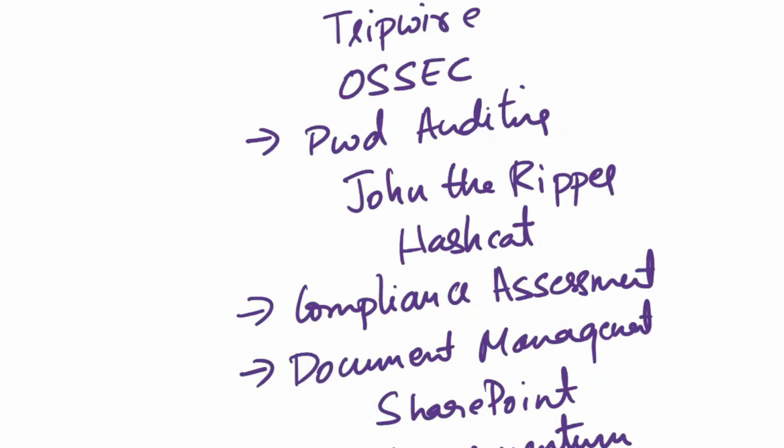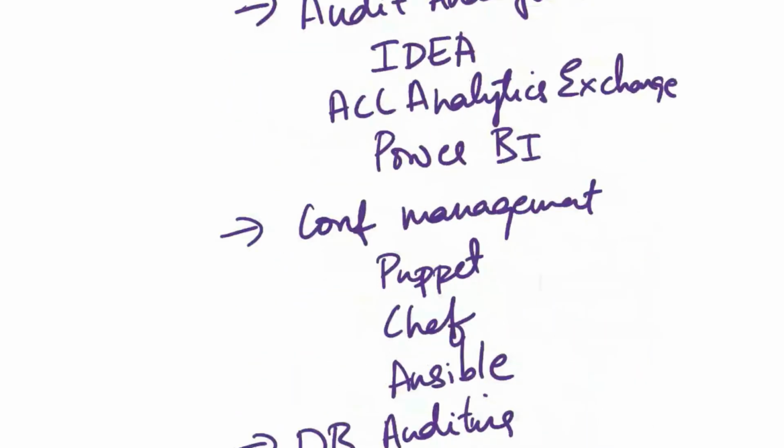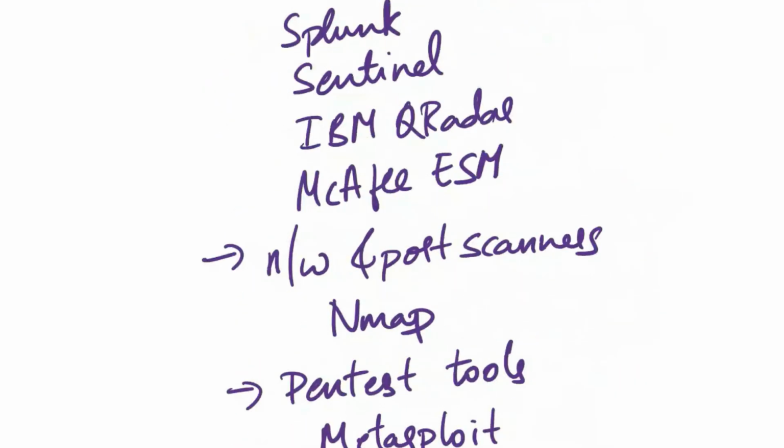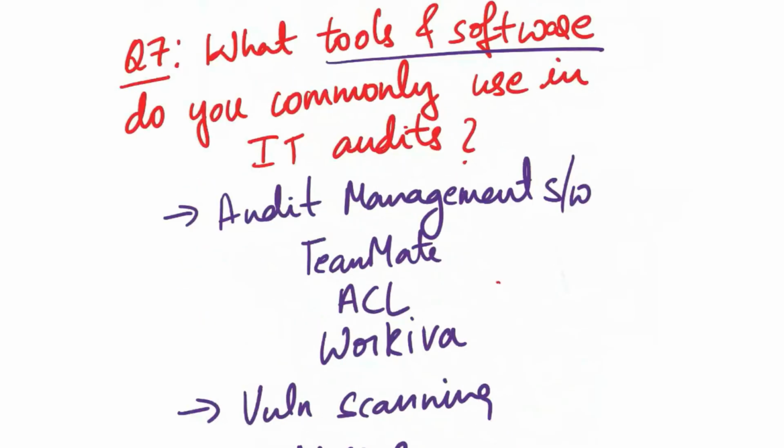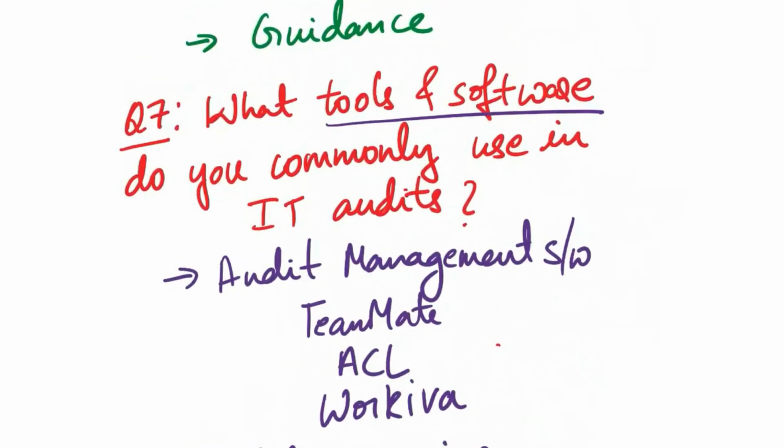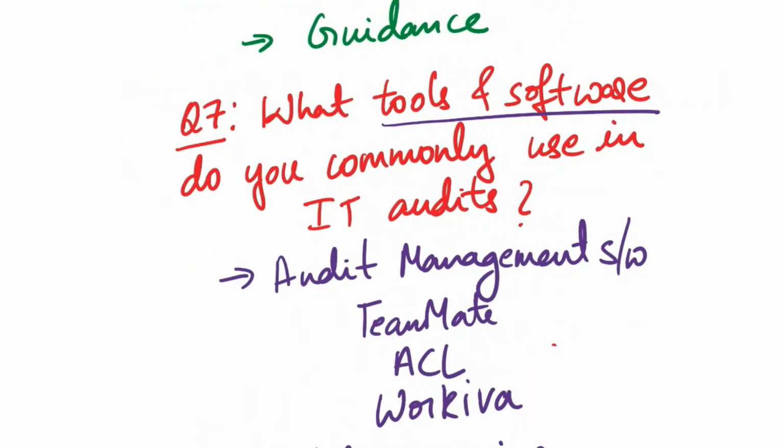The specific tools and software used can vary depending on the organization's needs, the scope of the audit, and the auditor's preferences. It's important for IT auditors to be proficient in using these tools and to choose the ones that best suit the auditor's objectives and requirements.